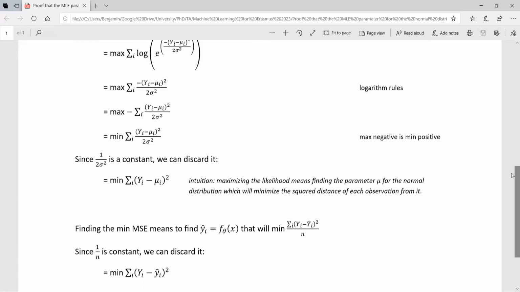Now we show that finding the minimum MSE means finding a y hat, a predicted value, which is also a function of the theta or the betas times x, that will minimize the MSE formula. And obviously 1 over n is a constant, so we can discard it. And then we have to find the minimum of the sum of yi, the actual observation, minus our predicted observation, squared. And now it's clear to see that these are the same formula when the predicted line is the mu, the mean of the normal distribution.